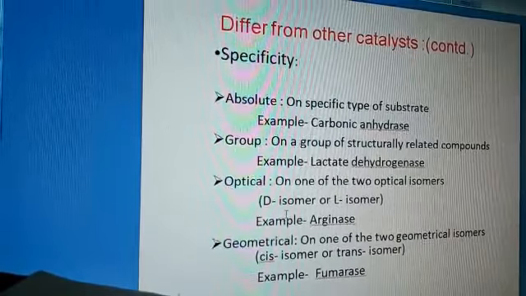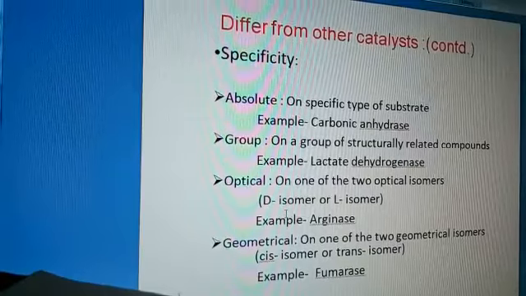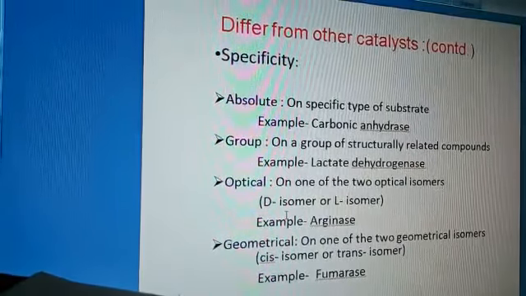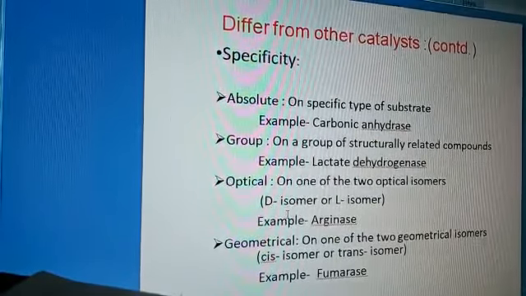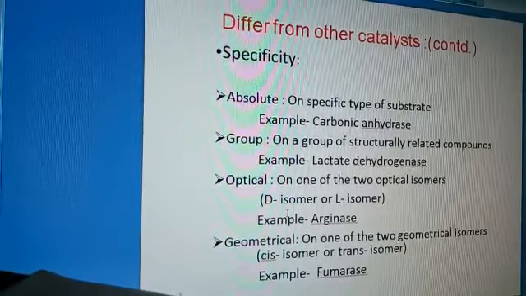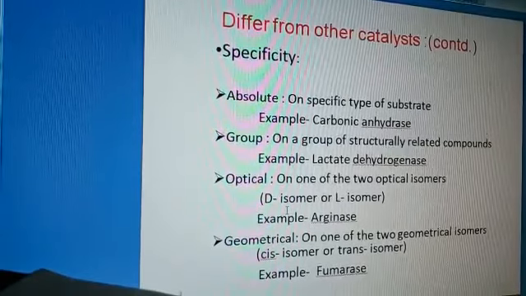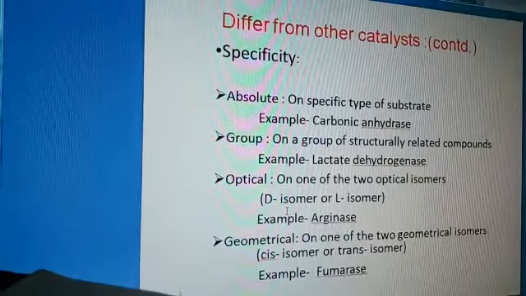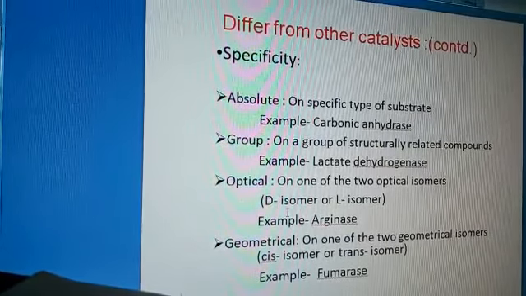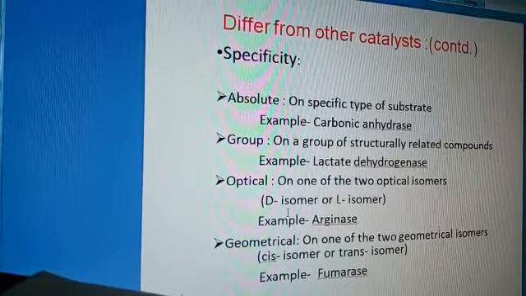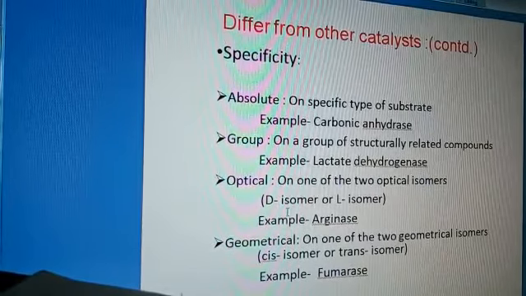Then the optical specificity. One of the most striking aspects of specificity of enzyme is that a particular enzyme will react with only one of the two optical isomers. For example, arginase acts only on L-arginine and not on its D isomer. Then geometrical specificity. Some enzymes exhibit specificity towards the cis and trans forms. For example, fumarase catalyzes interconversion of fumaric and malic acid, but does not react with maleic acid, which is the cis isomer of fumaric acid, or with D-malic acid.